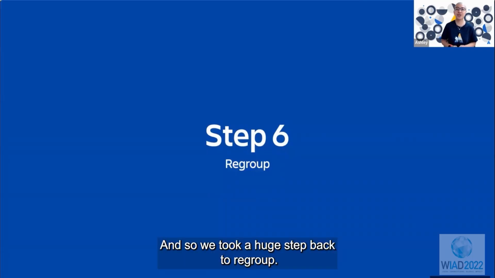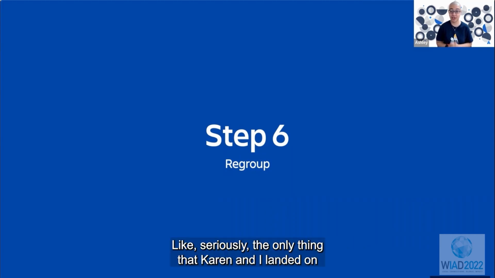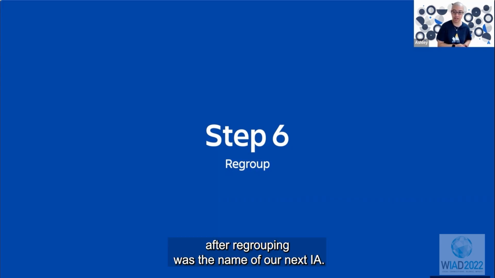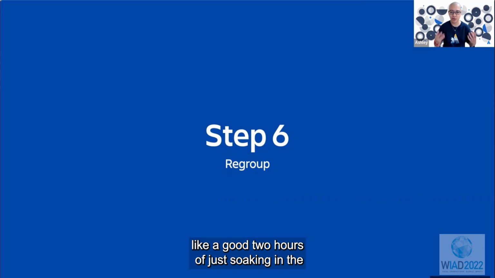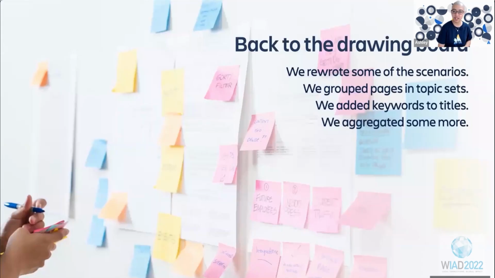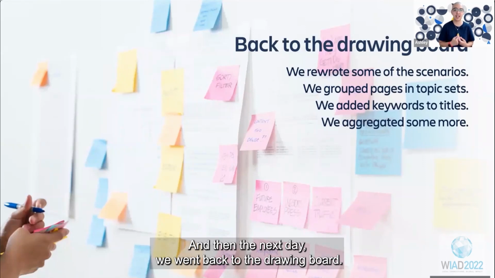And so we took a huge step back to regroup. Like seriously, the only thing that Karen and I landed on after regrouping was the name of our next IA. We named it Squirrel. Beyond that, we didn't do anything. We just took it all in, had a good 2 hours of just soaking in the confusion. And then the next day, we went back to the drawing board.